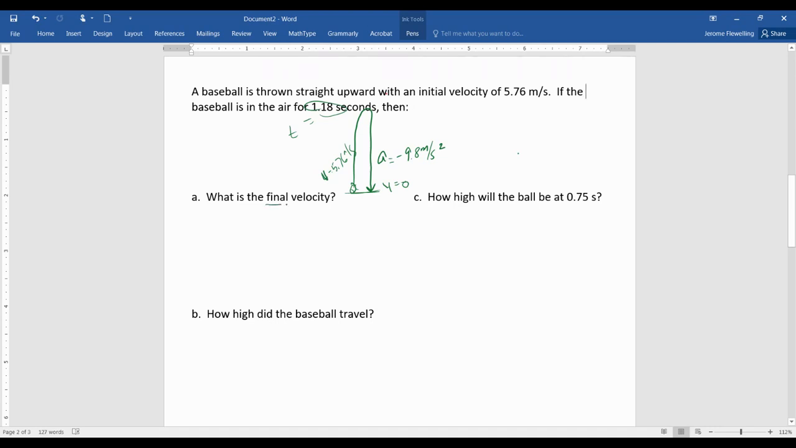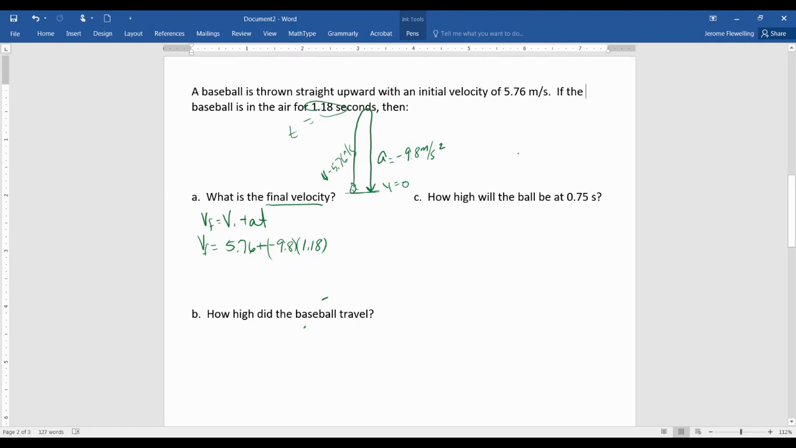Now, if I want to find the final velocity at the point that it lands when you catch it here, there are a couple different ways I could do it. There are two different equations we could use, but I'm going to go with the easier one for me, which is VF equals VI plus AT. I'm looking for that final velocity. I know the initial velocity was 5.76. It's positive because it was going up. The acceleration is the negative 9.8 meters per second squared. And I know that the total time is the 1.18.